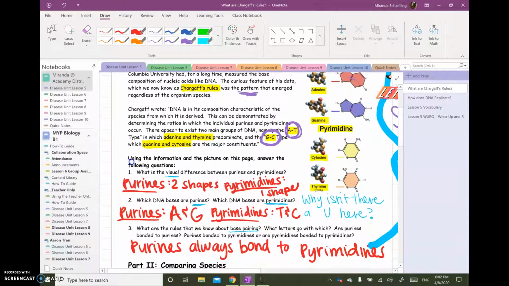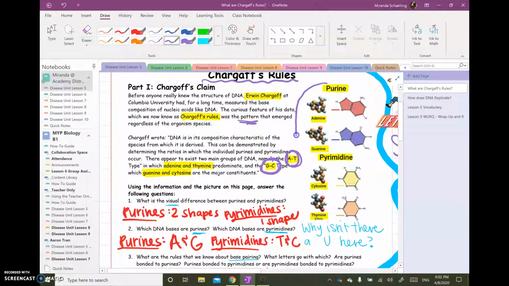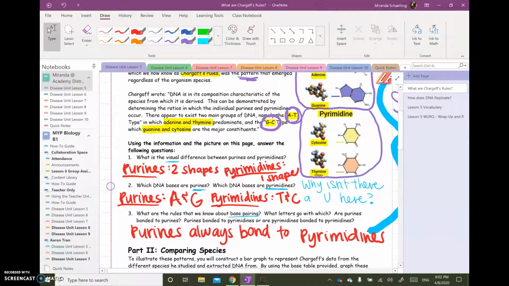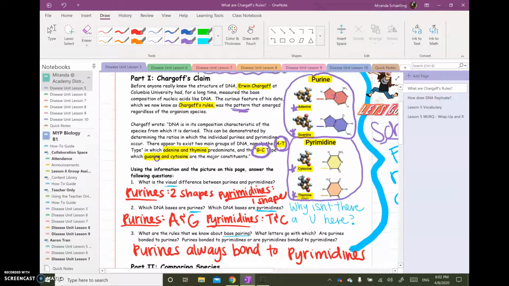Okay, so let's look at the pattern. All right, so first, what is the visual difference between purines and pyrimidines? So it looks like purines have two different shapes. We've got a pentagon and a hexagon. And then the pyrimidines, they just have one shape, one hexagon. Okay. Which DNA bases are purines and which DNA bases are pyrimidines? So just like before, in our picture, we see that adenine and guanine are purines, cytosine and thymine are pyrimidines.